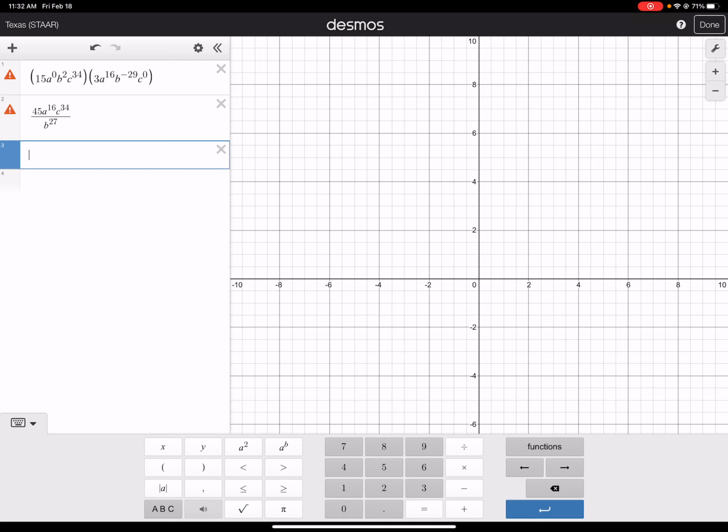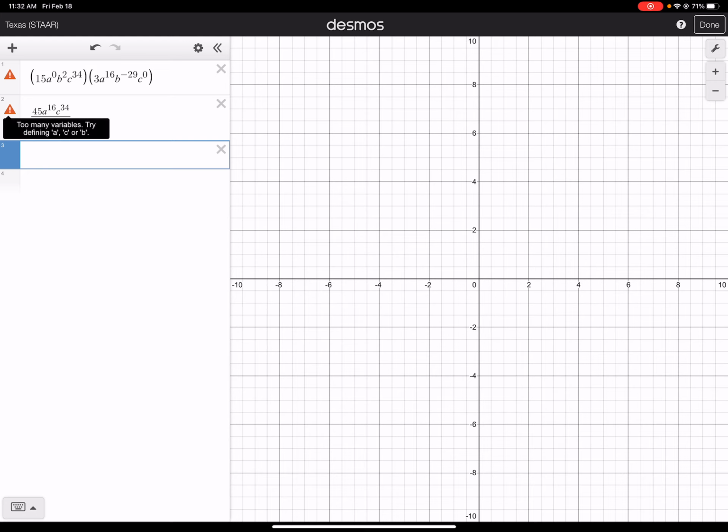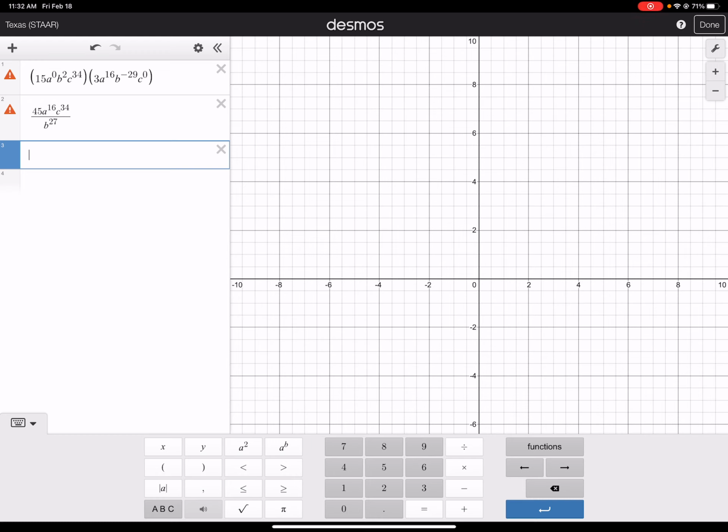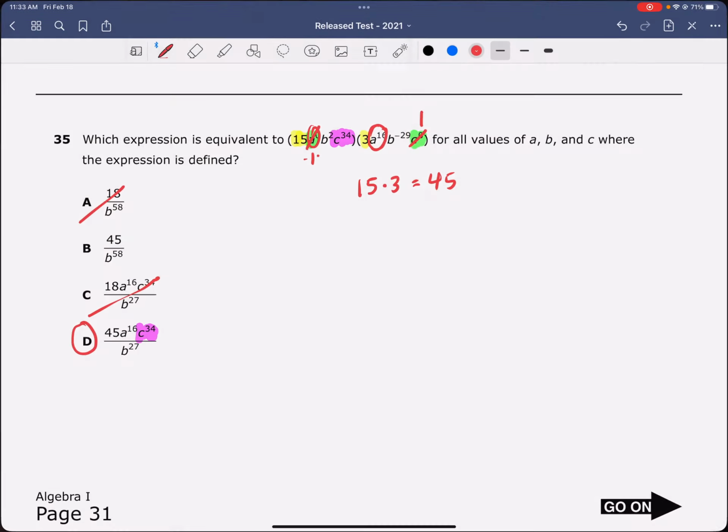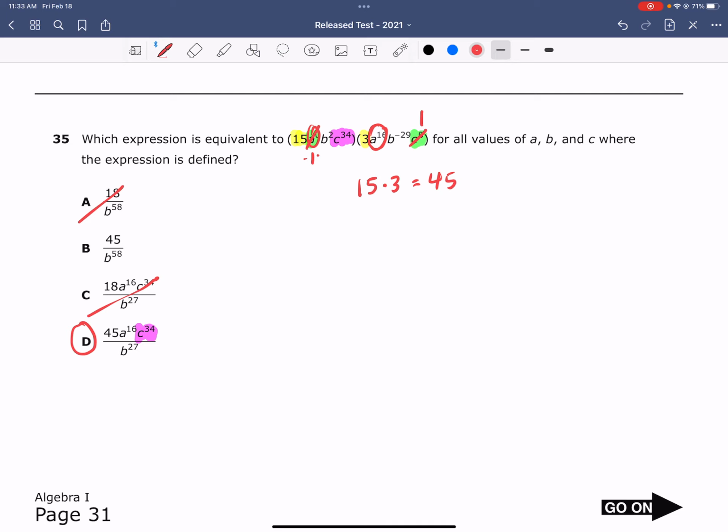Now, the reason Desmos is not giving me anything right there, as you can see, is that we haven't defined what A, B, or C are. And so we need to come to the next line and say that A is equal to any random number. I would just advise you to put 2. B is equal to 3, and C is equal to 4. At that point, what we notice is that the two values given by these expressions are equivalent, and therefore we should feel very confident now that letter D is the correct answer.